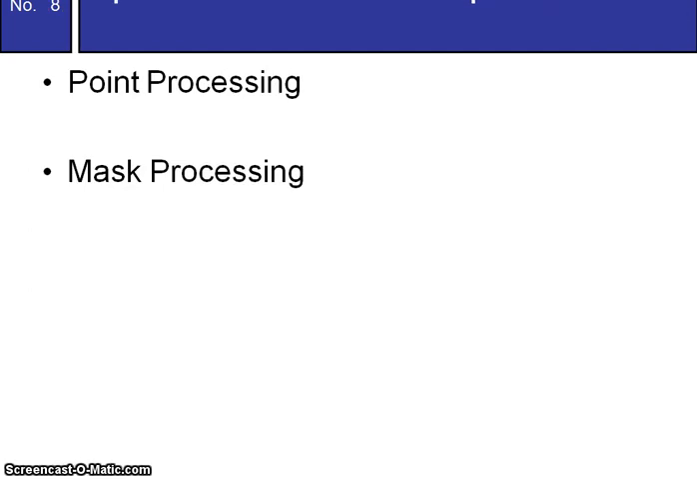Spatial domain techniques are divided into two types, point processing and mask processing. Point processing is nothing but we are processing each pixel at a time, means only one pixel is processed at a time. Likewise we continue the processing for every pixel, and at the end we will get the whole image, which is the processed image.